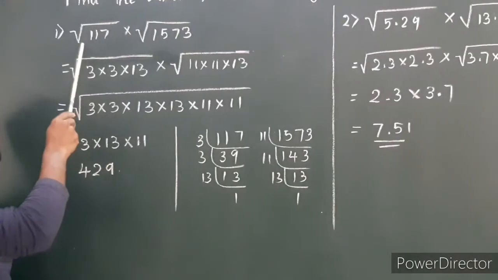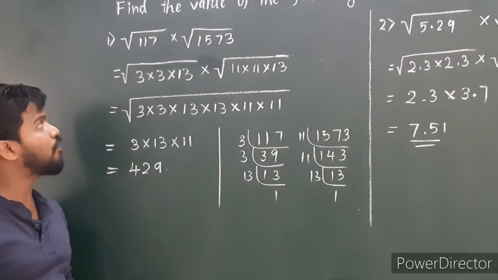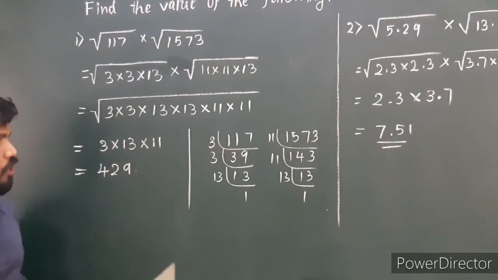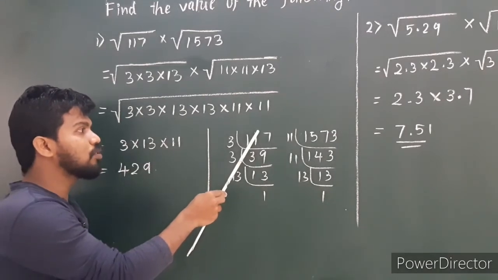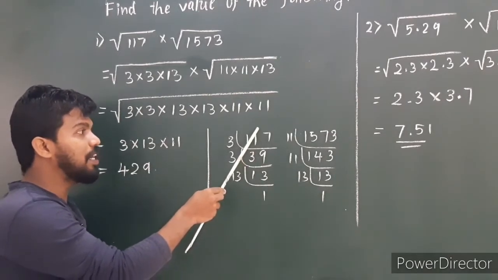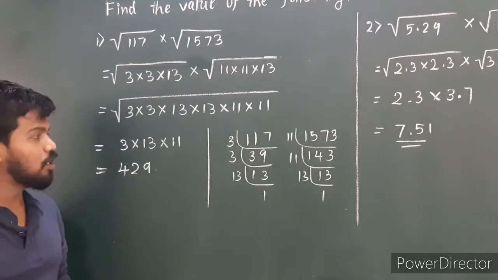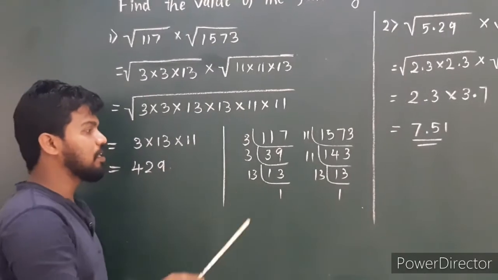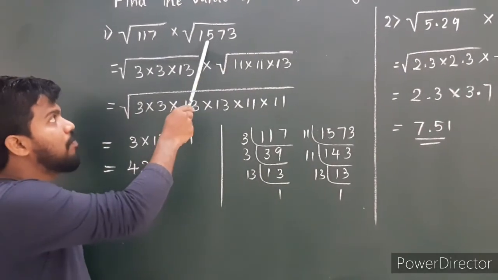Okay, so 117. The square root of 117. We have to find the square root of this one by prime factorization method. 3 9s are 27, so 2 remainder. 3 3s are 9, now it is 39. 3 13s are 39.